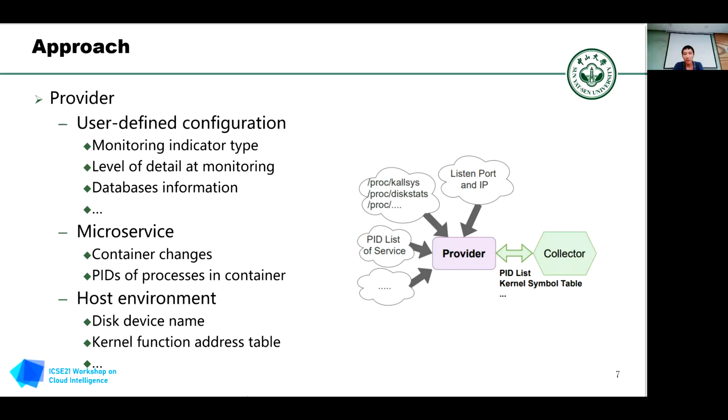Microservice information is for the eBPF program to decide the monitoring target. eBPF cannot identify the container directly. It needs the PID of processes running in the microservice. So the provider collects them through the microservice API and keeps updating them since microservices change frequently.